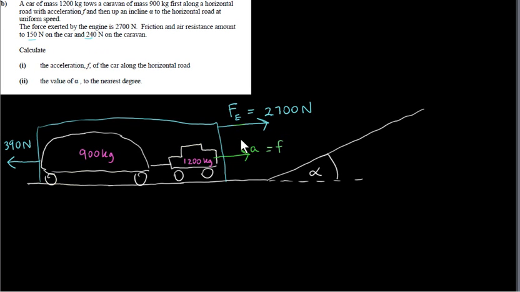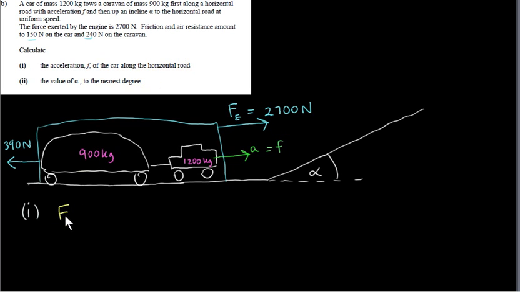So the force of the engine acts to accelerate the system to the right. The resistive forces act in a direction opposite to the direction of motion of the system. Resistive forces always act opposite to the direction of motion. So that's the 150 plus 240 giving 390. So in the first question we have to get the acceleration f of the car along the horizontal road.